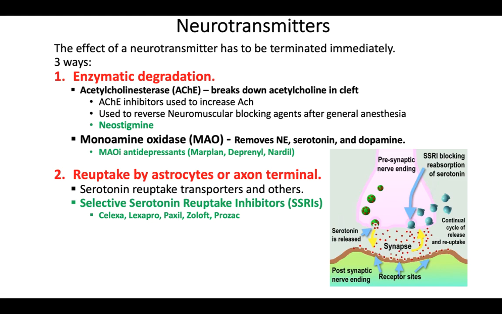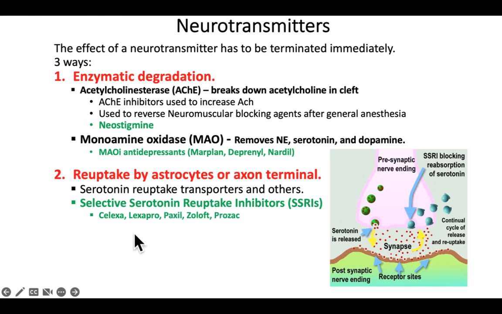We could also remove neurotransmitters using a transporter, so that's another mechanism. Instead of enzymatically getting rid of it, we can just remove it from the synapse. All right, so the neurotransmitter will be sitting in here and we just bring it back into the presynaptic neuron. Serotonin gets removed that way. So there's a whole line of antidepressants that block the removal of serotonin. They're called SSRIs, selective serotonin reuptake inhibitors.